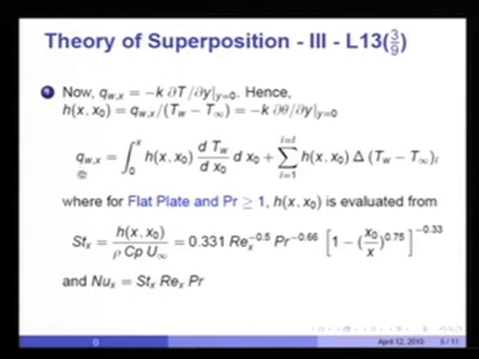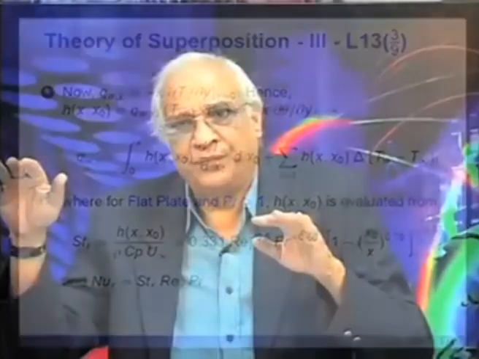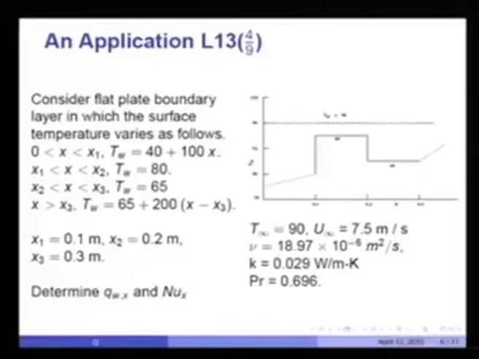So, I can get now, for a given wall temperature variation, the response of the heat flux as a function of x. And once I know the response of the heat flux, I simply divide by the local value of t w minus t infinity to get the heat transfer coefficient variation over the entire surface. So, how do we do this now? I am going to take a very simple problem here.